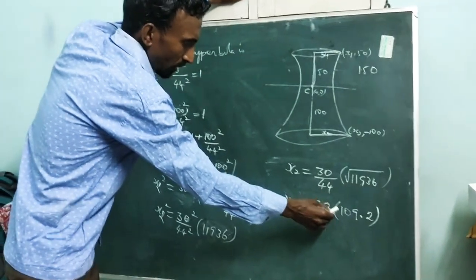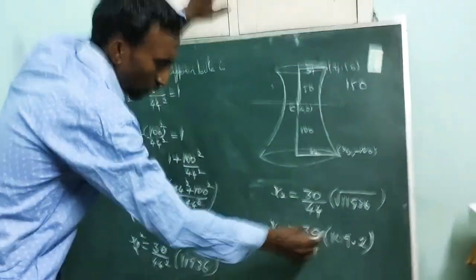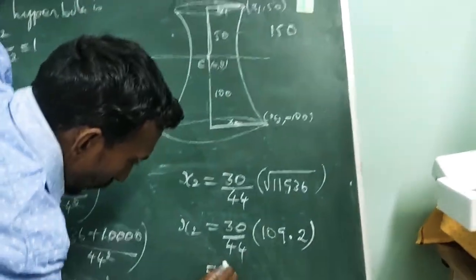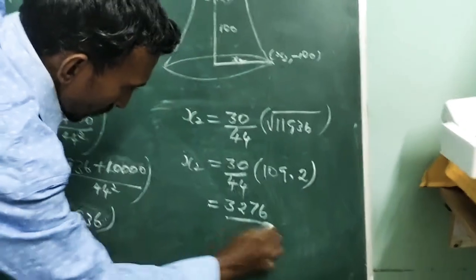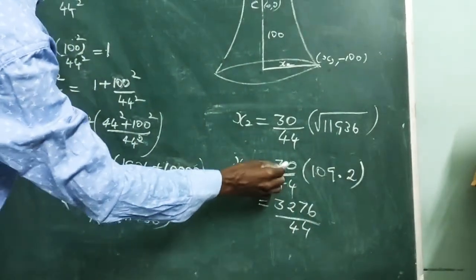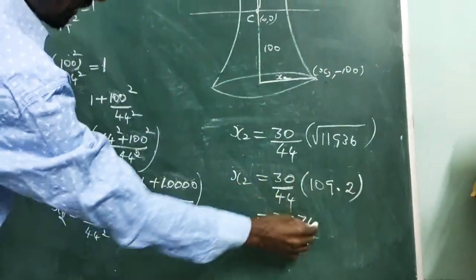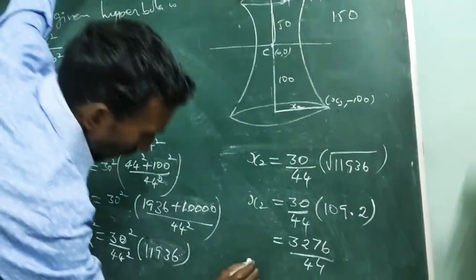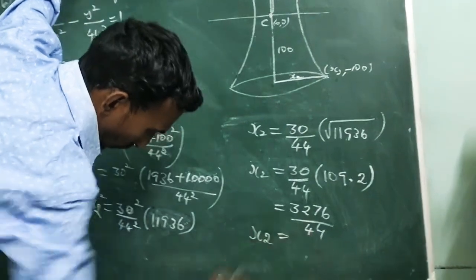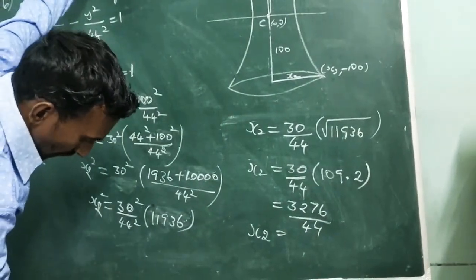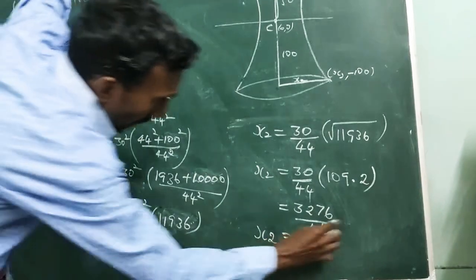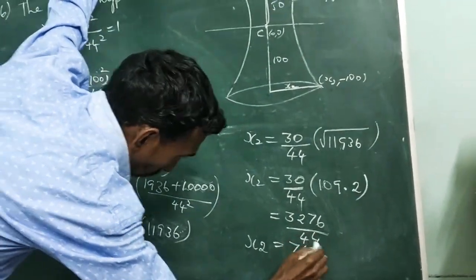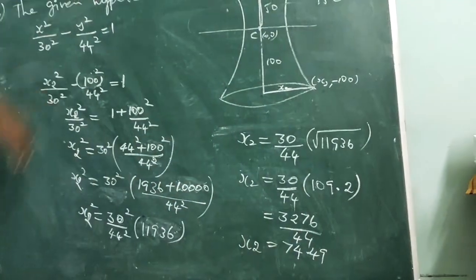So 1092 into 3, we are getting 3,276 by 44. Multiply. So 2 3s are 6, 27 remaining 2, so 32. If we divide by 44, we are getting the answer, and required answer is 79.49. Again it is not the answer.